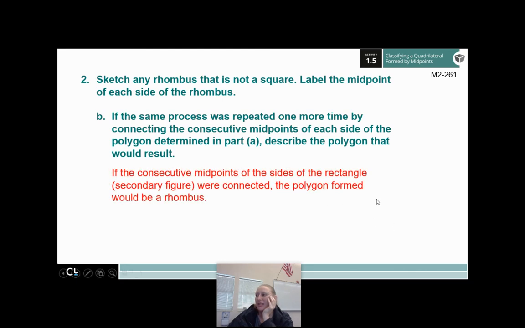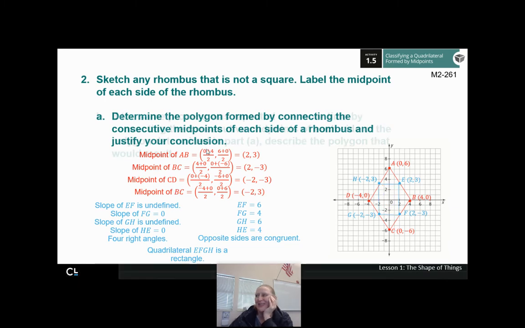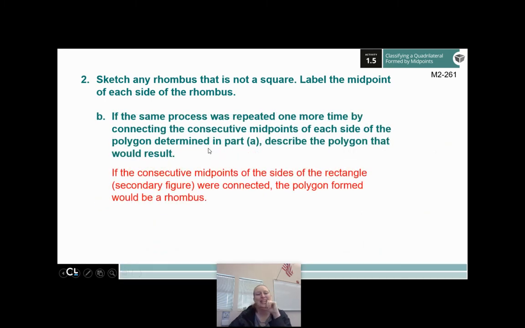So I was looking at this, and I grabbed a different color. I like purple. And I was like, if I found the midpoints and I connected up those midpoints, oh, that looks very rhombus-y, doesn't it? That's not a very good drawing. Pretend like I did better, all right? Yeah, if the consecutive midpoints of the sides of the rectangle were connected, the polygon formed would be a rhombus. We'd be back to a rhombus again, which is what started it all, right?